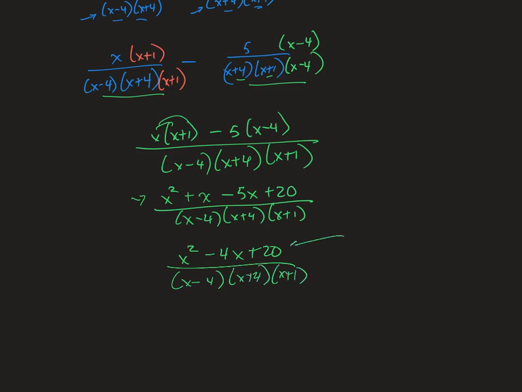Now, I would also try and factor that if I could and see if I can cancel any more, but I don't think you can factor that. Like 10 and 2, that doesn't give you 4. 5 and 4, that doesn't give you 4. Yeah, you're not factoring that. So that would be my answer. Hopefully that helps you with those two questions.